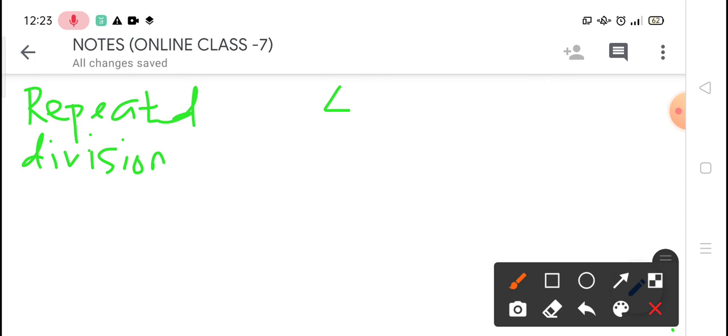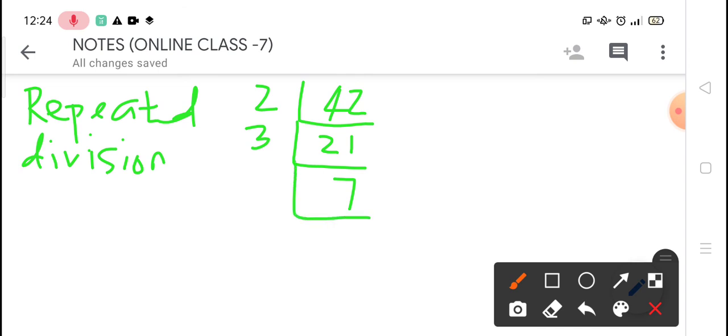So 42, I will start dividing it by the first prime number, which is 2. So 42 divided by 2, I get 21. Continue, but this time 21 cannot be divided by 2. So I continue with the next prime number, which is 3. 21 divided by 3, I get 7. Continue again. 7 can be divided by the next prime number, which is 7. So finally, I get 1.